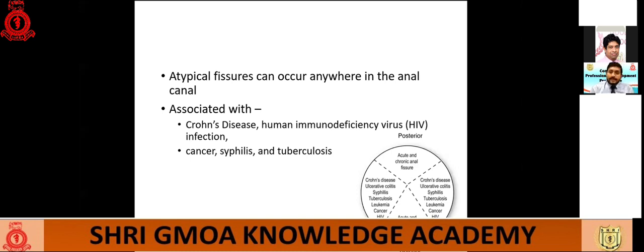Then there's an entity called atypical fissures. These atypical fissures are associated with other diseases like Crohn's disease, HIV, cancers, syphilis, and tuberculosis. So you have to have a rough idea if a patient presents with an atypical fissure. How are you going to identify an atypical fissure? Typical fissures occur at the 6 o'clock and 12 o'clock positions. If there are fissures which occur in other areas of the anal canal, most likely it can be an atypical fissure.